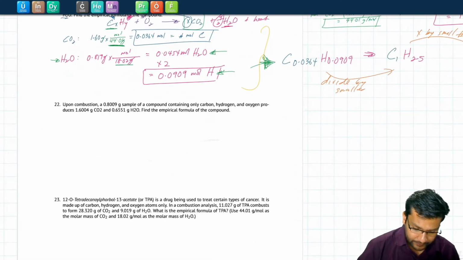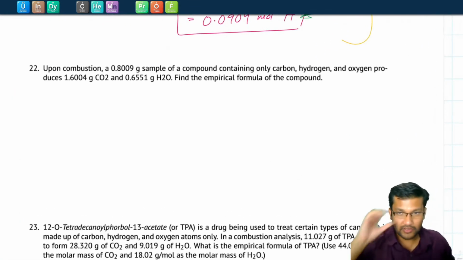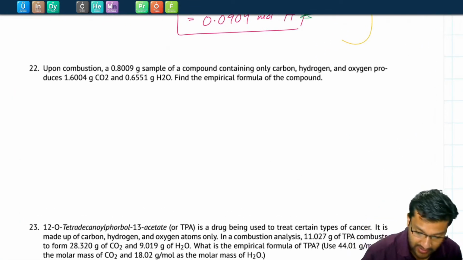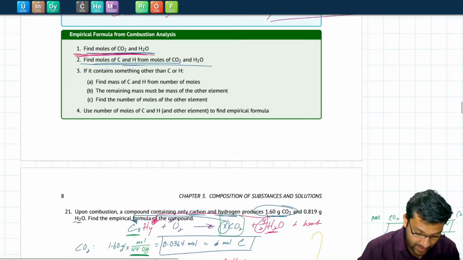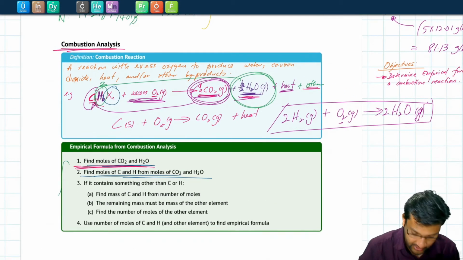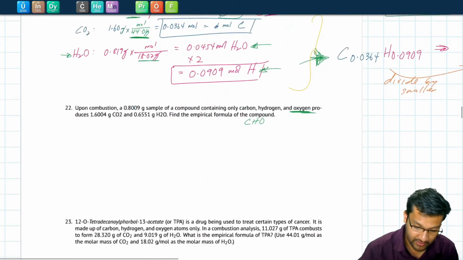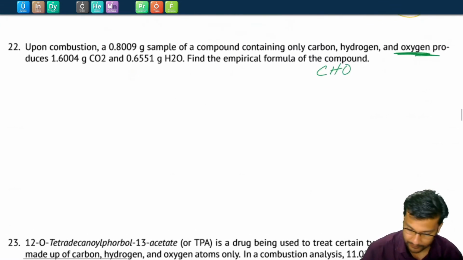All right. Number 22, you can try working it out by yourself, but it's a little bit tricky. It has an oxygen as well. So it's carbon, hydrogen, and oxygen. And I have the steps over here, and try to see if you can figure it out by yourself. Otherwise, you can just unpause the video and I'll show you how to work it out.